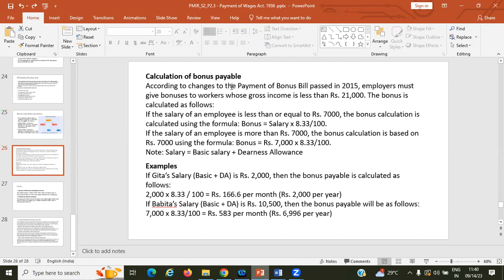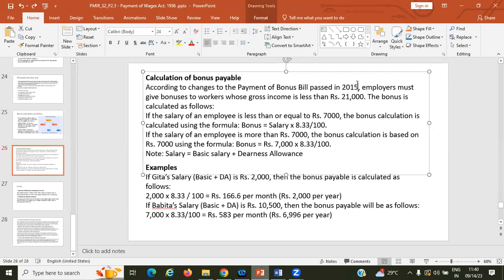According to the Payment of Bonus Act, employers must give a bonus to the workers. If salary is less than 21,000, the bonus is calculated as follows. This 8.33 percentage you are seeing is a standard rate the government has fixed. Salary into this percentage. What is salary? Basic plus DA, as we saw in the earlier slide.